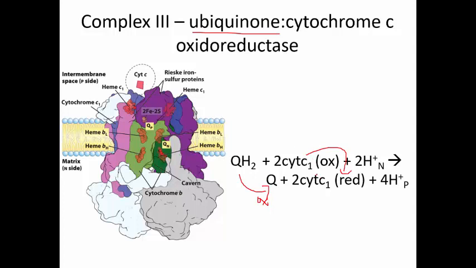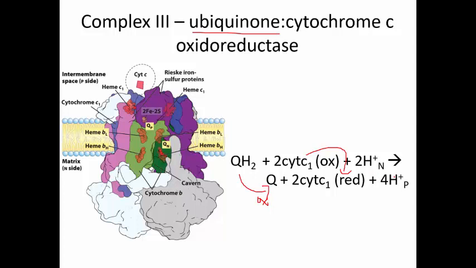Cytochrome C is a little harder because it's just the electrons that move. Protons do not come with it, right? And because it's just the electron moving on to the iron, it's a little harder to indicate whether or not it's oxidized or reduced. So generally I just indicate that by oxidized or reduced. So it's a little easier to tell.